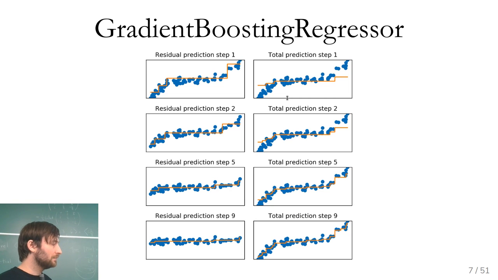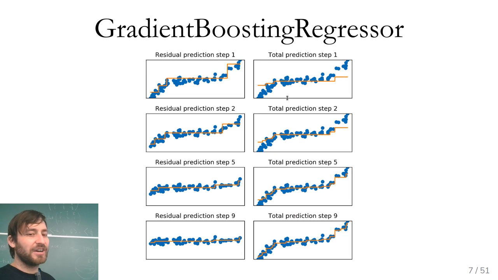Could you explain again how multiplying the function by alpha moves us down the tree? It doesn't move us down the tree. The learning rate doesn't move us down the tree. No, the learning, it basically, it.